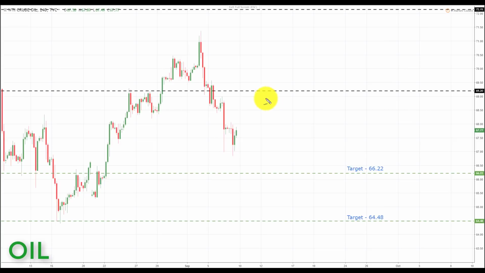Next we have crude oil. Now in crude oil you can see we broke down below the key area of broken resistance looking to turn support at 69.20, and we actually sit underneath this going into this week.